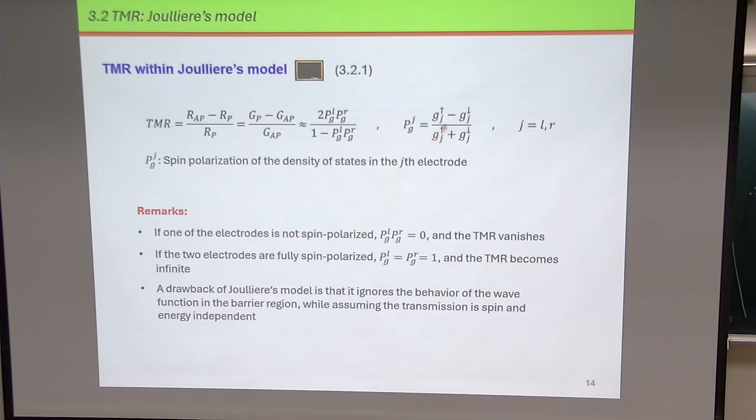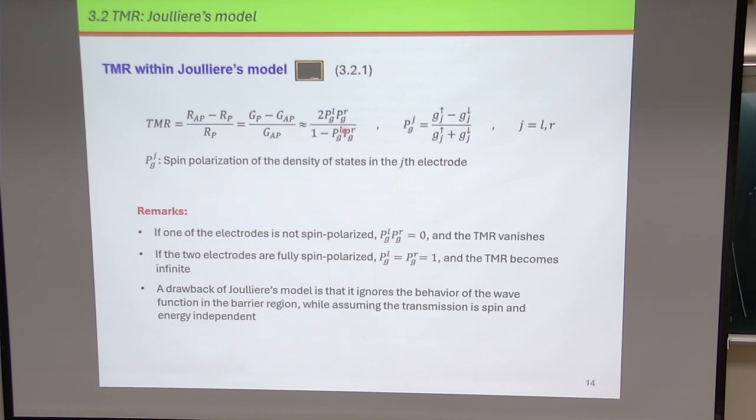G is the density of states, and the index L is for the left electrode, R for the right electrode, and you have the spin polarization of this density of states. As you see, you are taking the difference between the density of states for spin up and spin down. So essentially, the TMR is related to this spin polarization of the density of states.